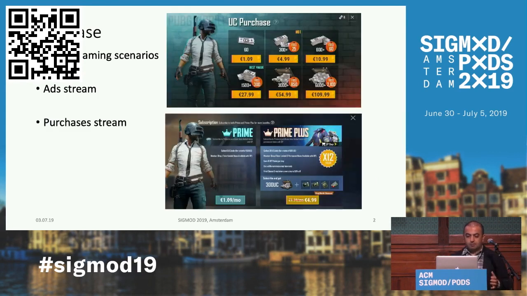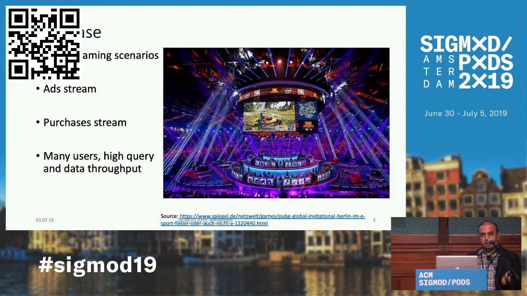And we have also purchaser stream. Players buy several costumes or buy, let's say, some points with spending some money. And there are many users, and the query throughput and data throughput are really high. Just only considering those two streams, ads and purchases streams, there might be a lot of ad hoc stream queries.